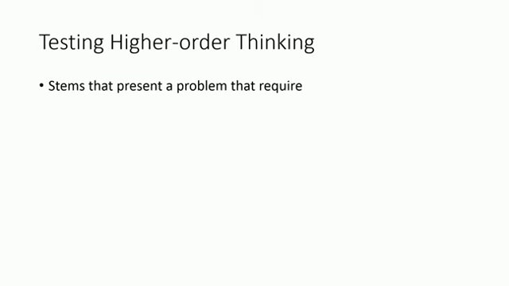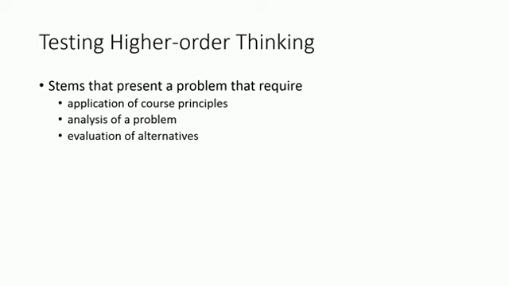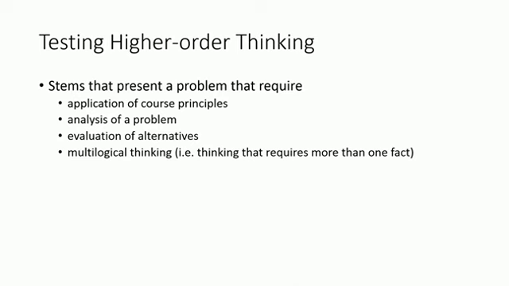Now, to achieve some higher order thinking, try to create stems that present a problem that requires one of these. Application of broader course principles, so not just definitions or lists of things or naming this and the other thing. Think about the broader aim of a particular topic and try to come up with a question that needs somebody to apply the broad course principles to an answer. Try and write a question that gets them to analyze a particular problem or evaluate alternatives to a particular problem, or something that requires multi-logical thinking, that is, thinking that requires more than one fact.